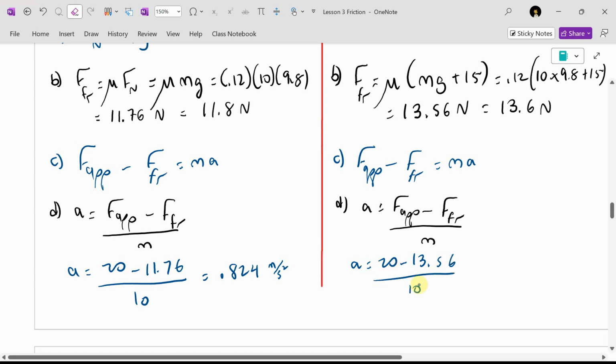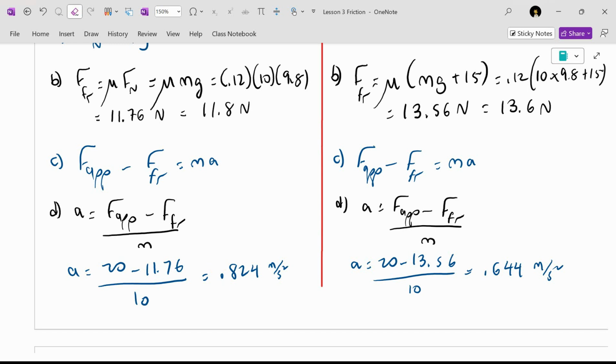13.56 divided by 10. I'm dividing by 10, so I better be able to divide by 10 in my head. 0.644. Am I right for both of them or am I wrong? Is A right? 20 take away 11 would be 9. Take away 0.7 would be 8.3. Take away 0.06 would be, yep, 8.24 divided by 10. 0.8. Yes? Woohoo! Both of them, not a very big acceleration.